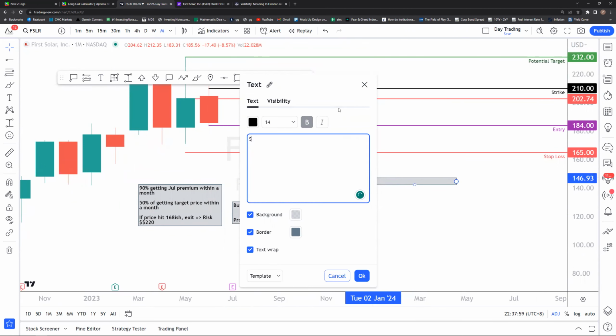Currently my account is, let's say, 120K US. So normally I will risk about $3,000. That's normally how much I risk. Let me just calculate the percentage. Okay, 3,000 divided, this is about 2.5%.